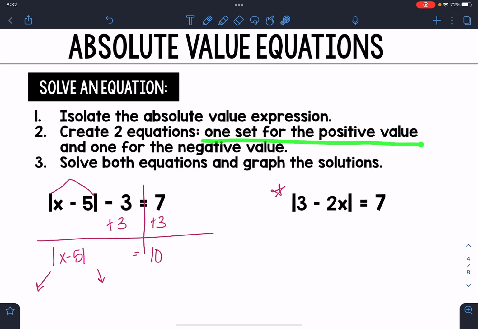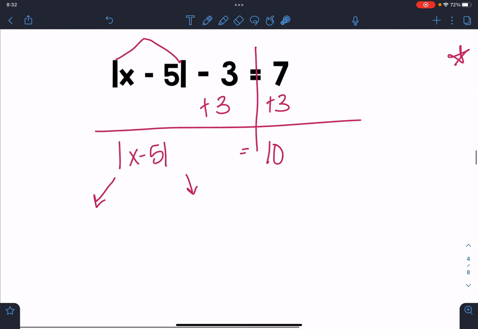One set for the positive value, one set for the negative value, right? Because I know that I can have both a positive 10 and a negative 10 plugged into that equation inside the absolute value, and I'm going to get the same answer because we know that if I have a negative or a positive number in there, it's still going to end up with a positive answer. So I can set my first equation to be the same, x minus 5 equals 10. The other one is going to be x minus 5 equals negative 10.